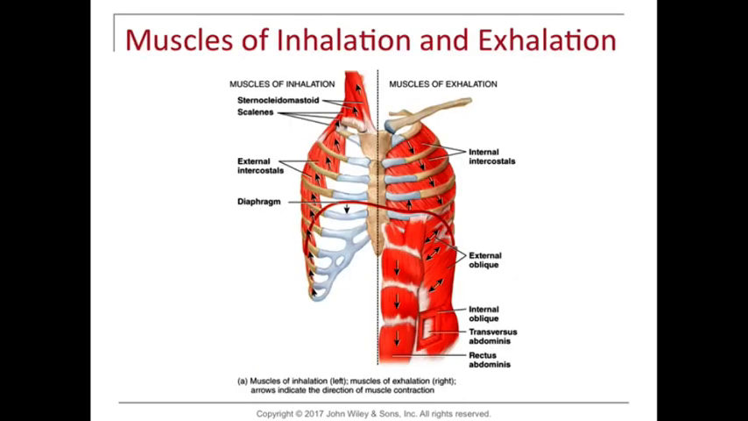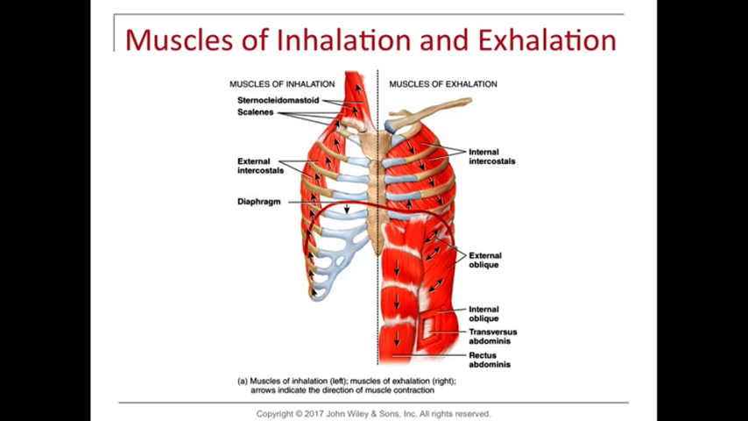If you look at the muscles on the left compared to the right, the left-hand side of the picture shows the muscles of inhalation. The diaphragm is a primary one, and then the external intercostals is also a major one. The scalenes and SCM are secondary muscles. So when someone's out of breath and they're running, you'll often see the muscles of the neck contracting.